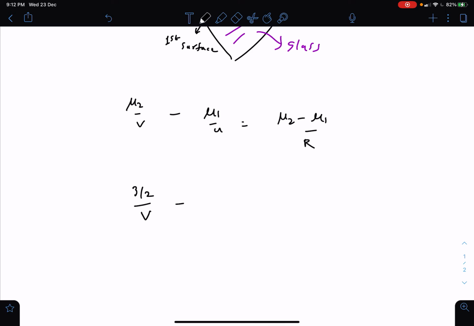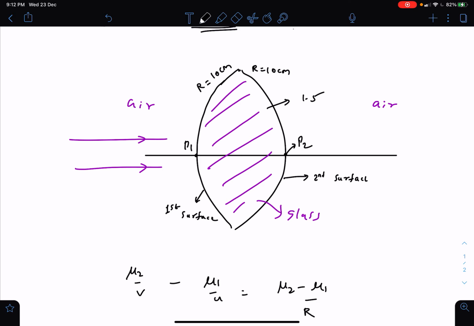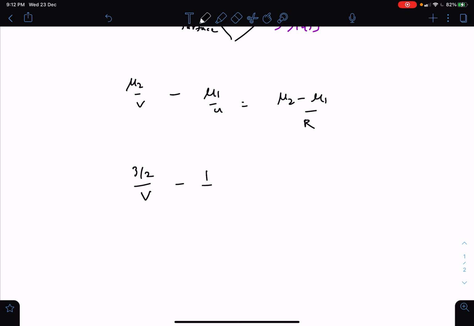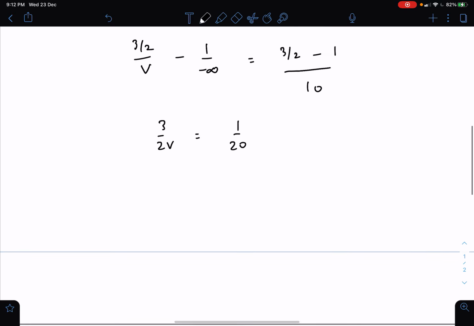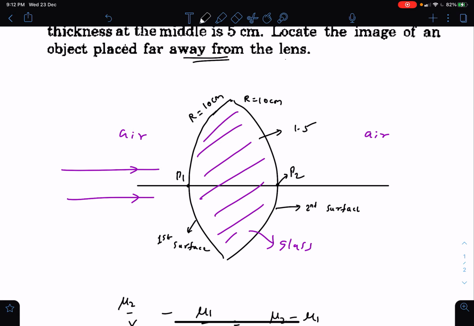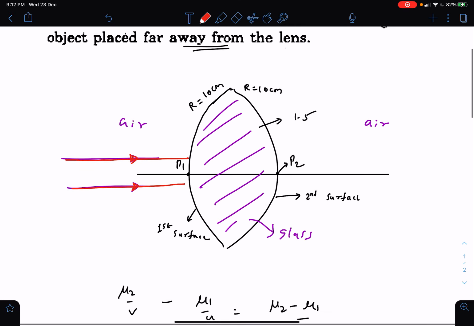V is what we need to find out. Mu1 represents the refractive index of the medium in which the rays are present before refraction. Before refraction, the rays are present in air, where mu is 1. U is minus infinity. Mu2, as I said, is 3 by 2, mu1 is 1. Radius of curvature is given to be 10. So we get 3 by 2v is equal to 1 by 20. So v is equal to 30 centimeter, which means after refraction from the first refracting surface, the rays would like to converge. V is positive.